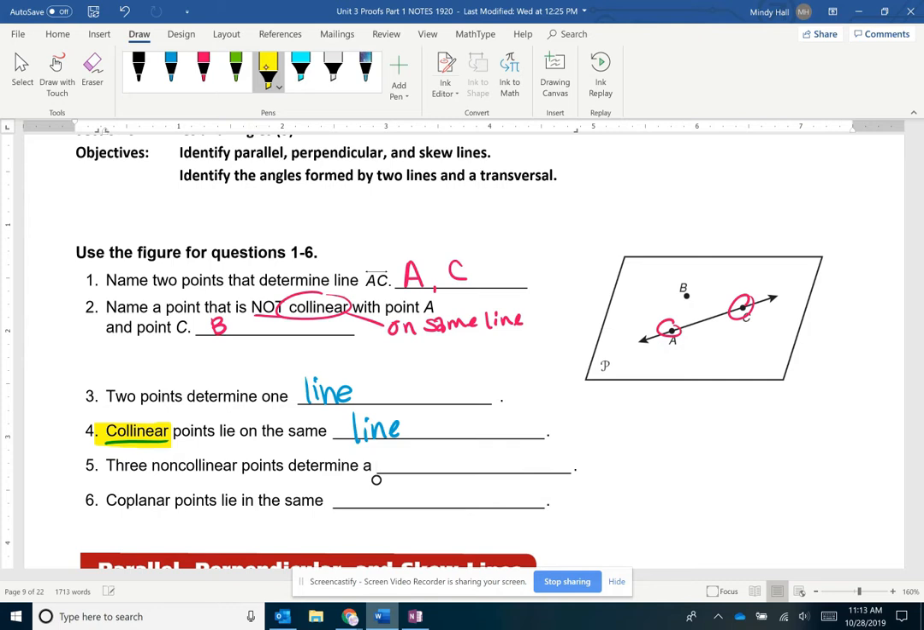So 3 non-collinear points, meaning 3 points not on the same line, determine a plane. And coplanar points lie on the same plane. Planes are something that you've heard of before, but probably have not done much with recently. You have to think of them like a 2-dimensional shape. So we have this little parallelogram that would be a plane, but you're going to think of it in a 3-dimensional way.